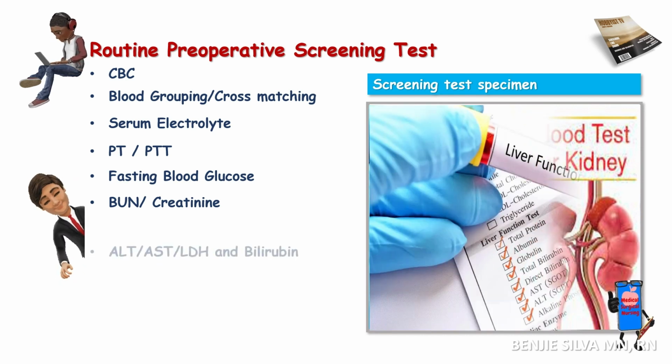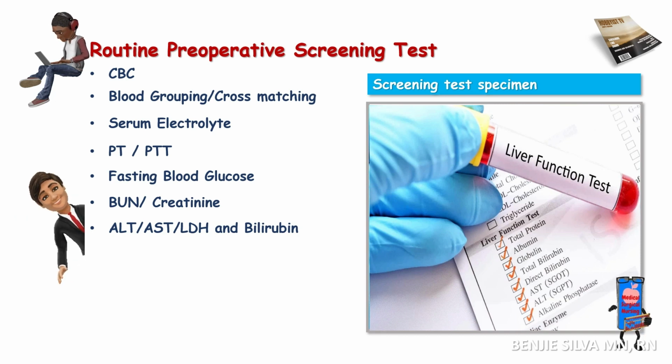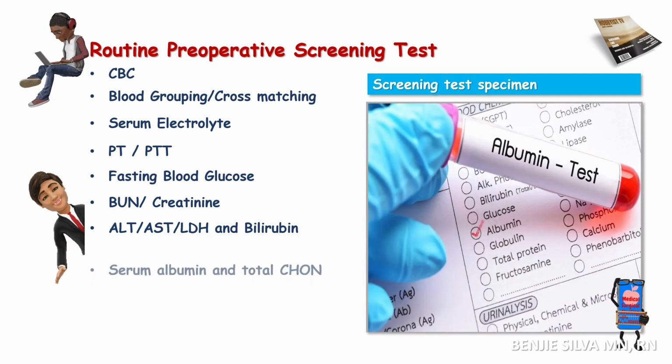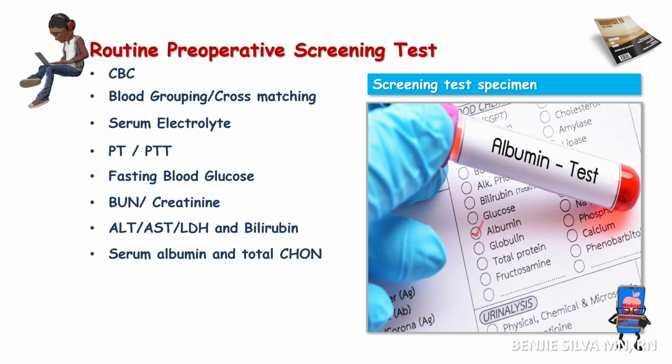ALT, AST, LDH and bilirubin. Evaluate liver function. Liver function should be functioning normally, to metabolize the medicines the patient may take during or after surgery. Serum albumin and total CHON. Important to evaluate nutritional status of the patient. Albumin is a protein made by the liver, so normal liver function is important.